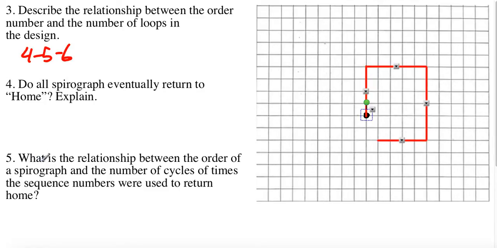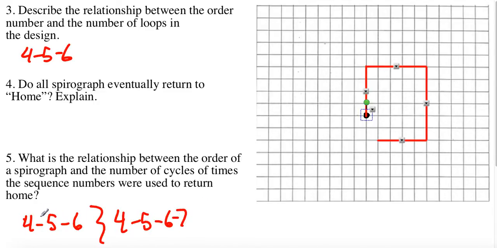And we want to know, what is the relationship between the order of a spirograph and the number of cycles of times the sequence numbers were used to return home? So how many times do you have to go 4, 5, 6, 4, 5, 6, 4, 5, 6? We want to know the relationship between the order of the spirograph, order 3, order 4, order 5, how many numbers you have in that sequence. So again, order 3 is 4, 5, 6, and order 4 will be 4, 5, 6, 7.